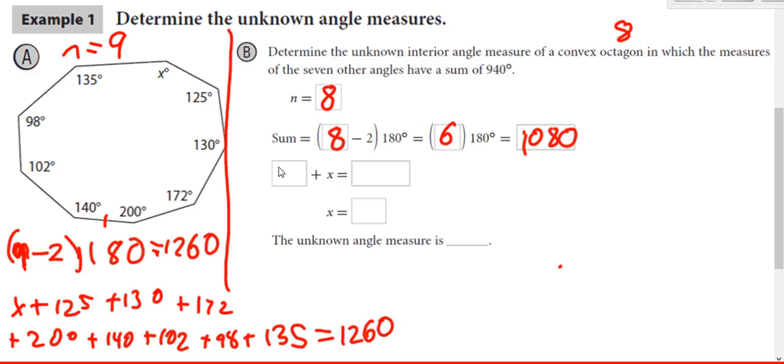I know that the other 7 is 940, so if we did 940 plus x, that has to be 1,080. And then subtract the 940 over. 1,080 minus 940 is 140. So that last angle is 140 degrees.